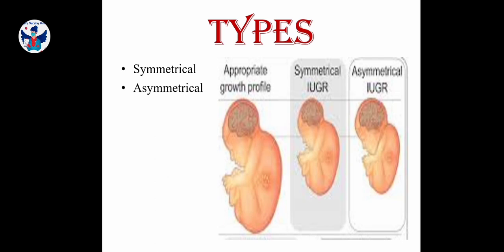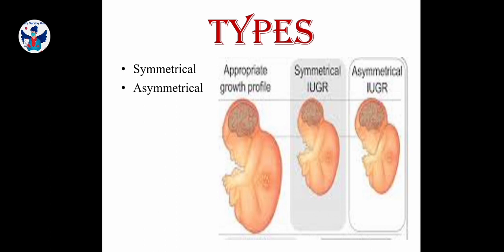Next, moving on to types. The first is symmetrical and the second one is asymmetrical. So, in this picture you can see the first image is the appropriate growth profile. That means the fetus is having normal growth according to its gestational age.